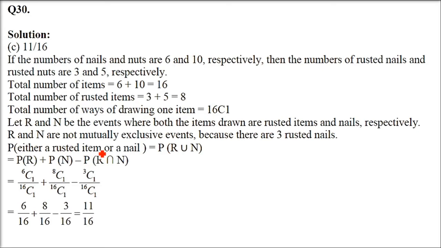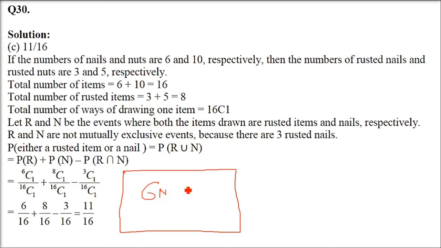So now let us first draw the scenario. The scenario is something like this. We have 6 nails here, N for nails, and 10 nuts. Half the nuts and half the nails are rusted. So 3 are good here and 3 are rusted. In 10, 5 are good and 5 are rusted. Okay, NLS for nails and NTS for nuts. You got the idea.